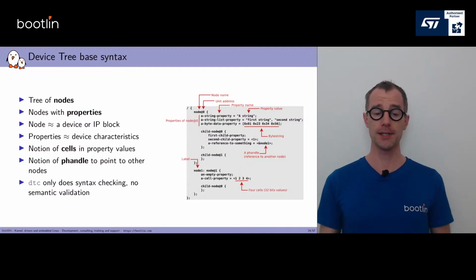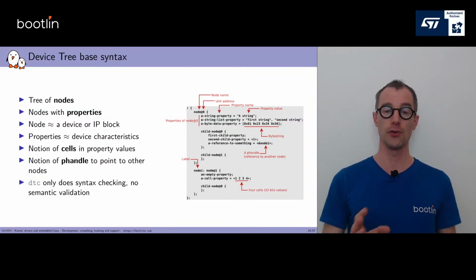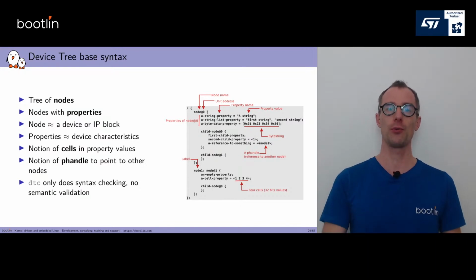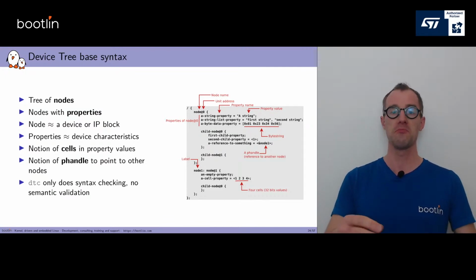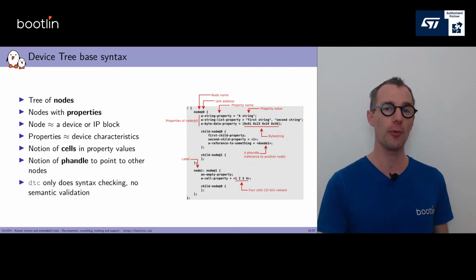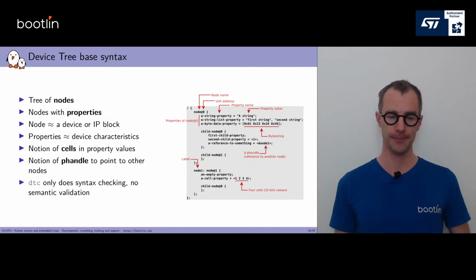Again, DTC only does syntax checking, no semantic validation. So DTC has no idea what properties are correct and what properties make sense or what nodes make sense. It can only validate that the syntax overall is correct, but if you make a typo in the name of a property or in the name of a value, it will simply not notice at all.